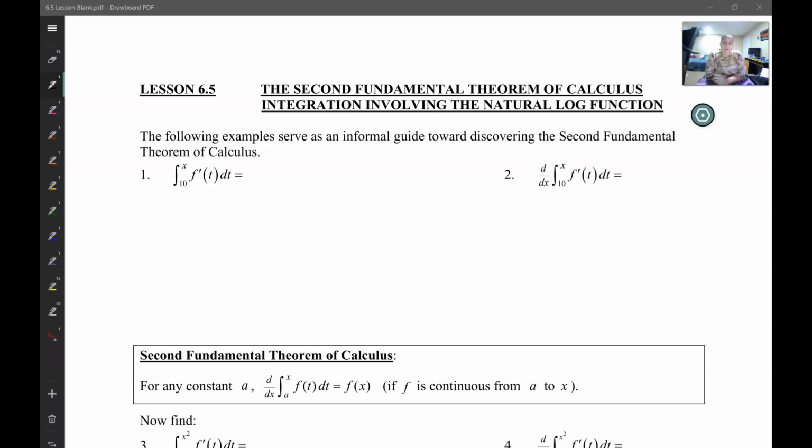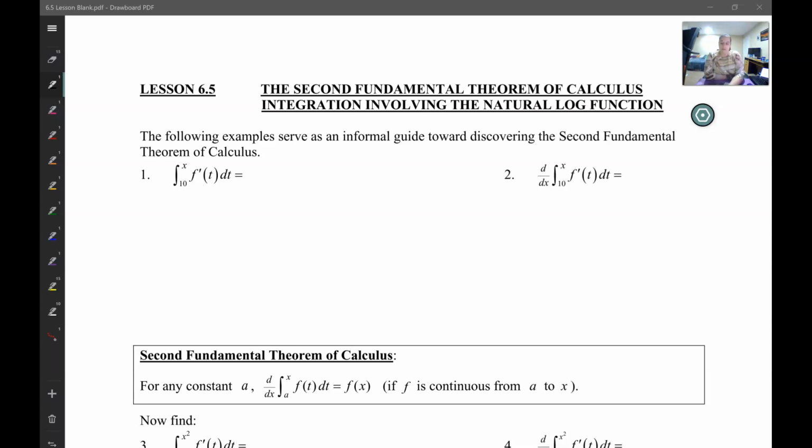Welcome to lesson 6.5, where we are actually going to talk about several different things. We're going to start out by introducing the second fundamental theorem of calculus. To introduce this, we're going to go through a little discovery activity. So let's start right here at number 1.